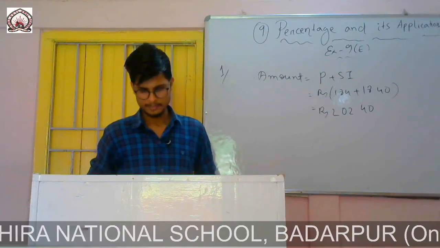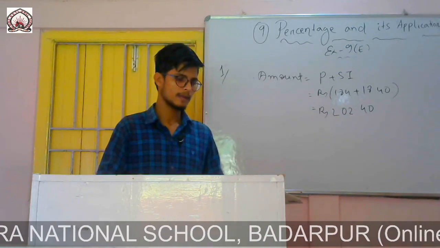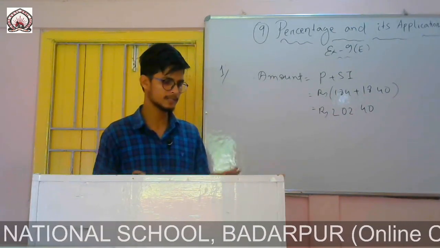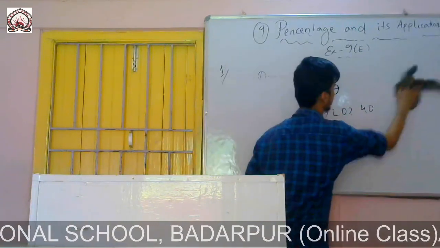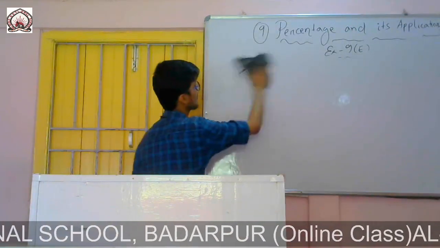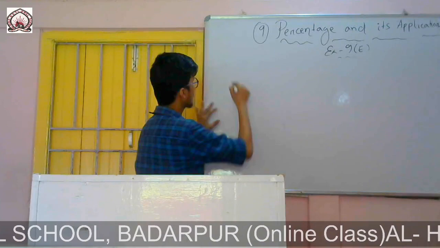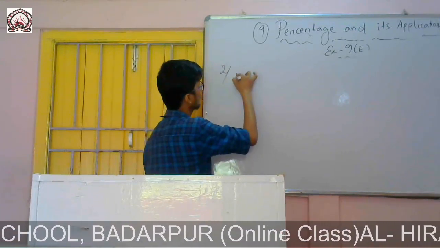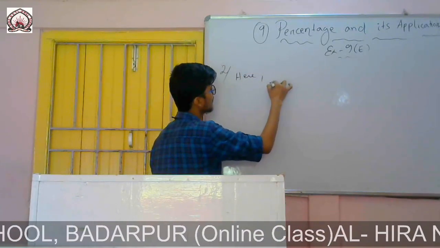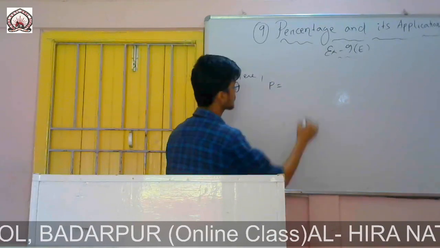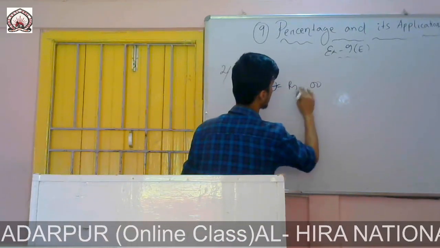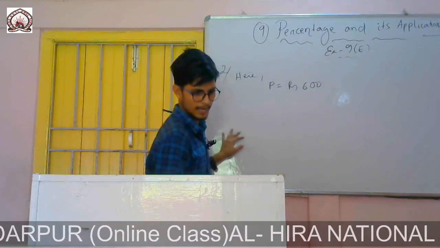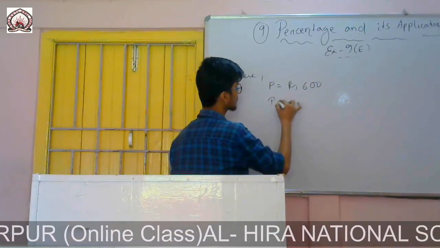Now question number 2. Here the rate is given as 12.5% per annum, but everything is like earlier. So if I do this one, you may get confused. It is the same way as the previous one. Here the principal I am writing directly, principal is rupees 600.